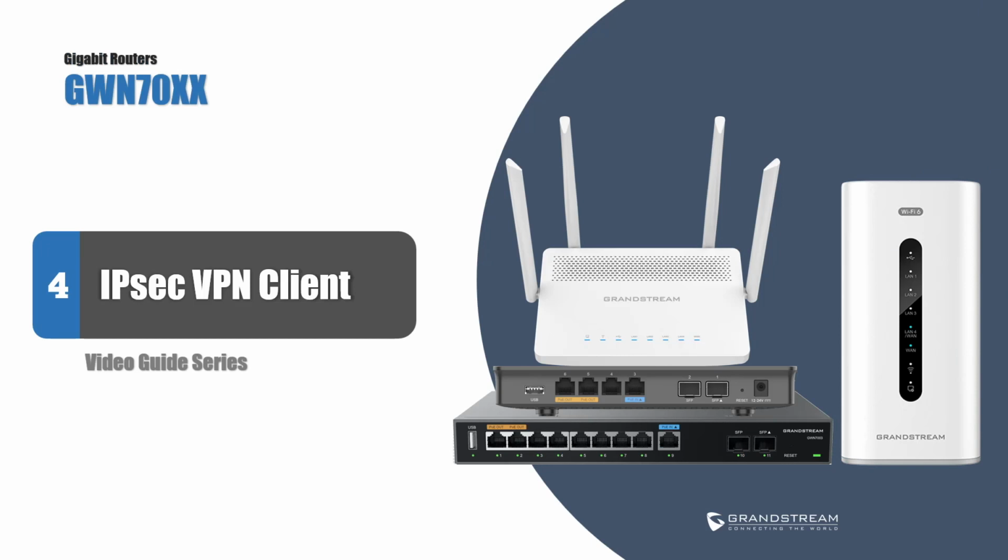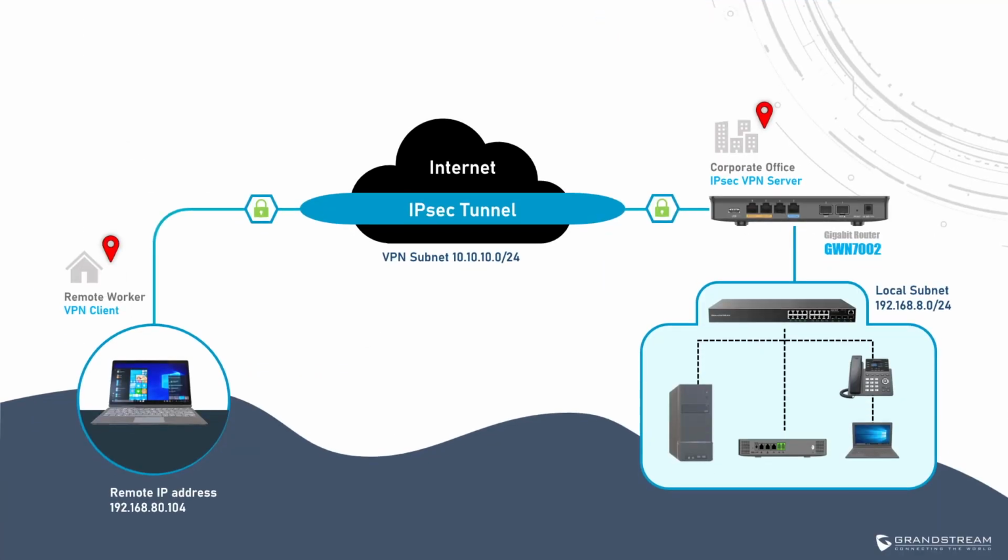In today's video, we will configure an IPsec VPN client with the GrandStream GWN router. This network diagram illustrates the configuration of a VPN connection to allow a remote user to have access to corporate network resources. A VPN tunnel will be created to secure the connection between the remote client and the GWN router and the corporate network. For this demonstration, we will configure GWN7002 as the IPsec server with the GreenBow VPN client.